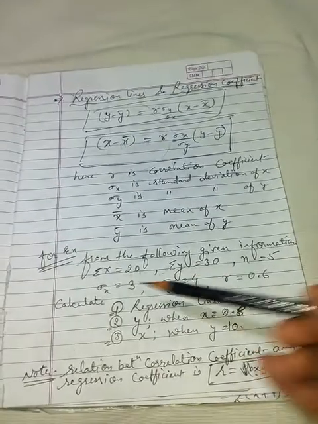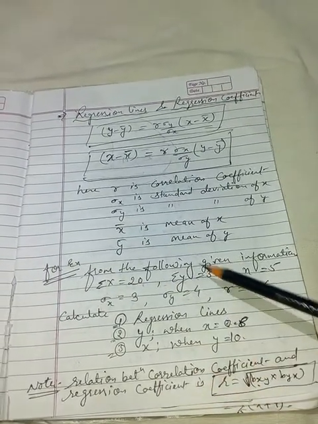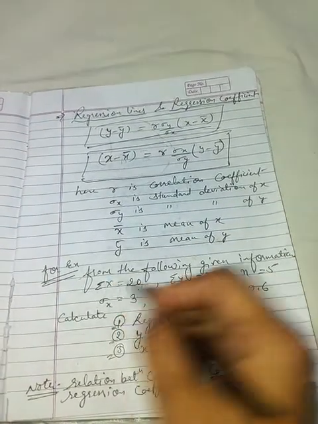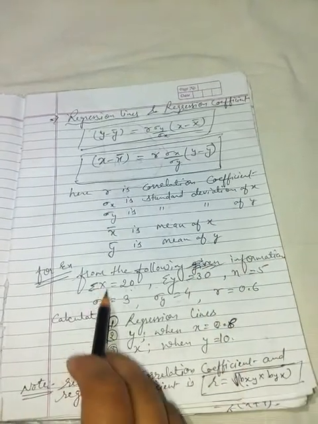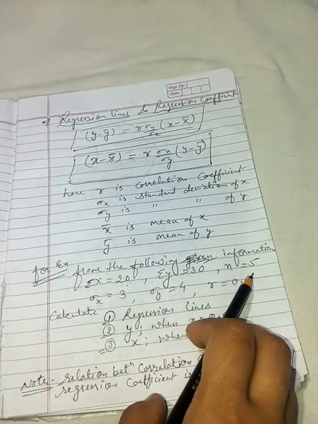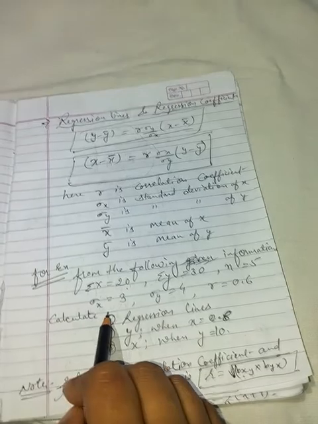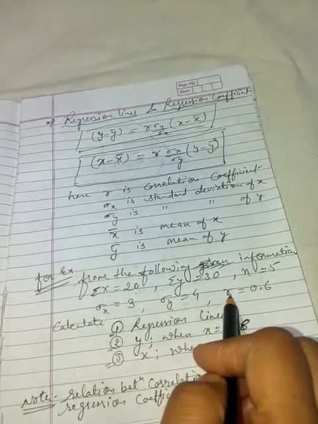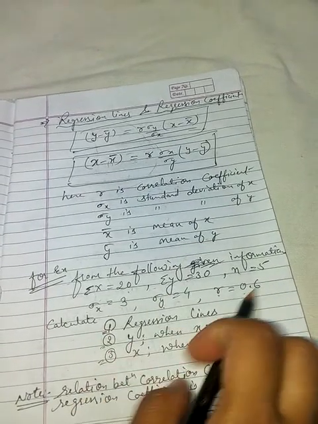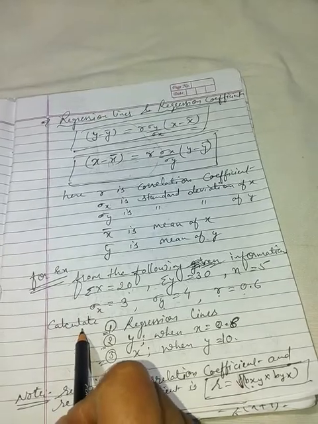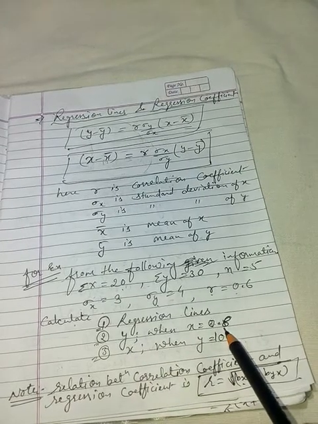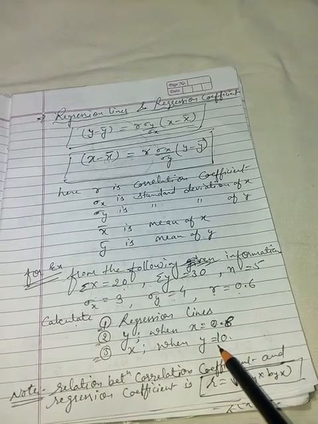Now I am taking one example. From the following given information, summation of x is equal to 20, summation of y is equal to 30, and the number of observations is equal to 5. Standard deviation of x is 3, standard deviation of y is 4, and r, the coefficient of correlation, is equal to 0.6. Now they want us to calculate the regression lines, the value of y when x is 0.8, and the value of x when y is 10.